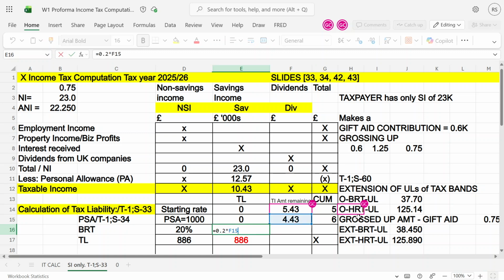That's why you have this last line. How did I get the 0.886? The 0.886 is the taxable amount remaining to be taxed, which has to be taxed at 20%. So that's why I put 0.2 into this cell, because that's how we will actually do it.